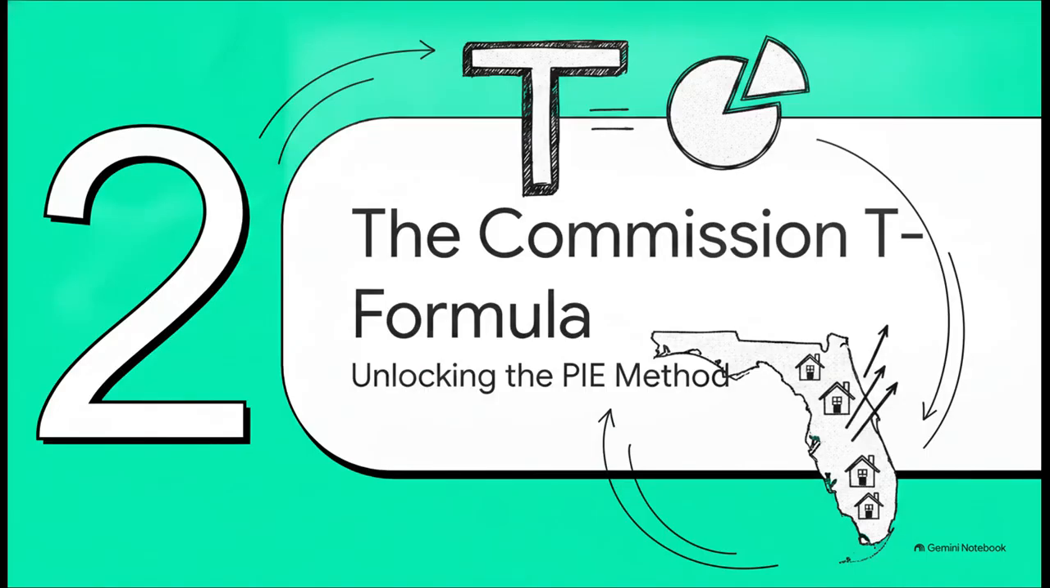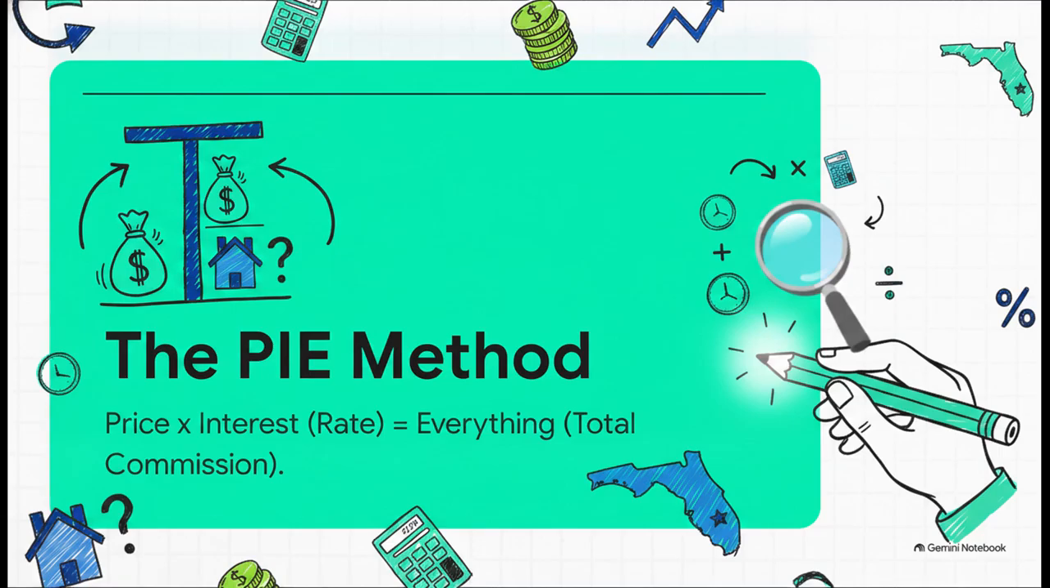So let's jump into our first major tool for beating the test, which revolves around calculating commissions. We call this the PI method. It simply stands for price times interest or rate equals everything. And everything here is your total commission. You can think of it just like a classic T formula.